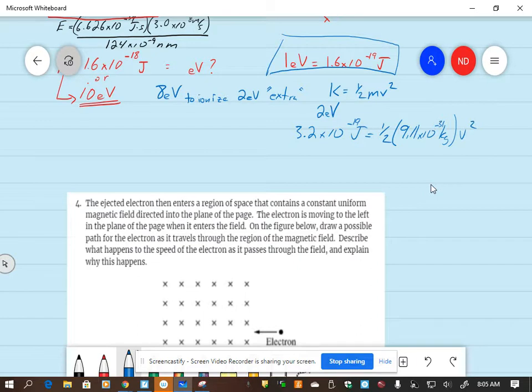There's your equation. And when you do this arithmetic, you will find out that the velocity of the electron, right, multiply both sides by 2, divide by 9.11 times 10 to the minus 31, take the square root of all of that, you will get the answer to be 8.38 times 10 to the 5th meters per second. Because using 2 electron volts, which is this many joules, putting it into the kinetic energy equation.